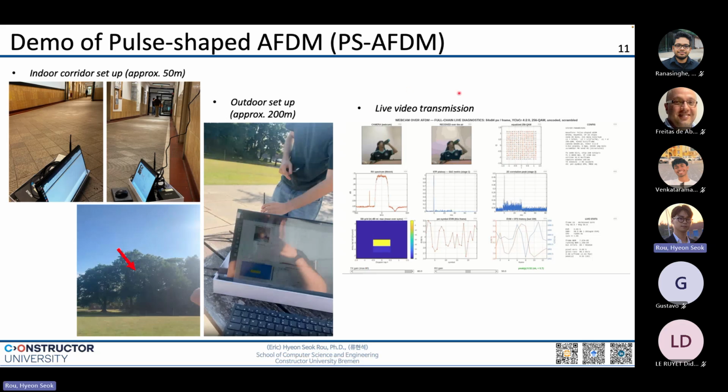We also did a fun application where we linked it up to a webcam and then transmitted a live video over this AFDM link, where again, you can see the full stats here. And it was also performing everything as expected.